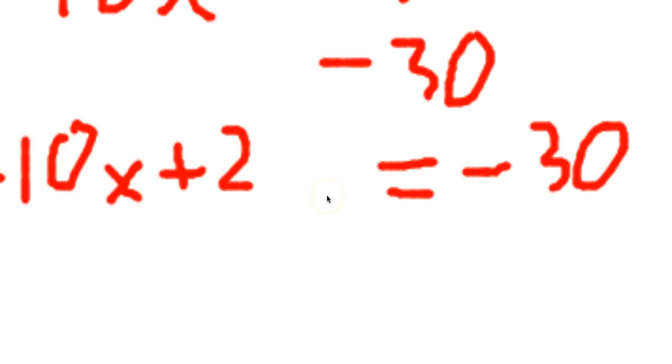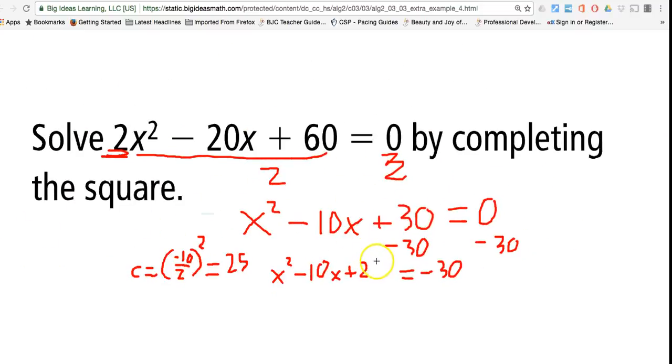Oh, sorry. Zoom out. Sorry about that. And we are going to be making this a perfect square trinomial by adding 25. And we are going to be maintaining equality by adding 25 to the right-hand side.